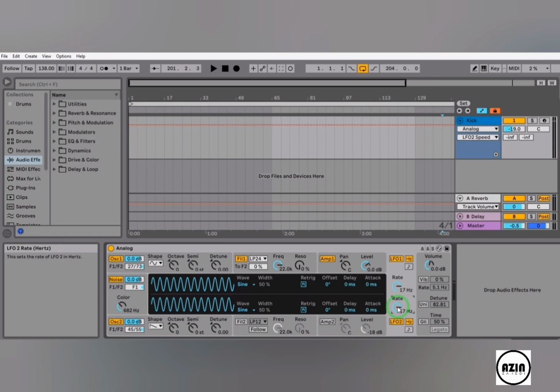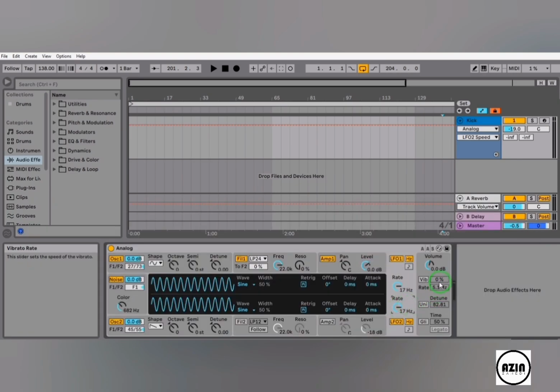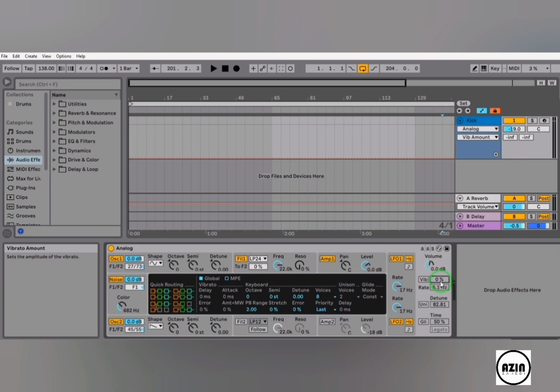4. Vibrato amount and rate. In analog, vibrato is a global pitch modulation. Vibrato amount is how deep the pitch goes up or down. 2 to 5% is natural lead vibrato, 8 to 12% expressive cinematic vibrato, 20% plus sci-fi or FX unstable sound.